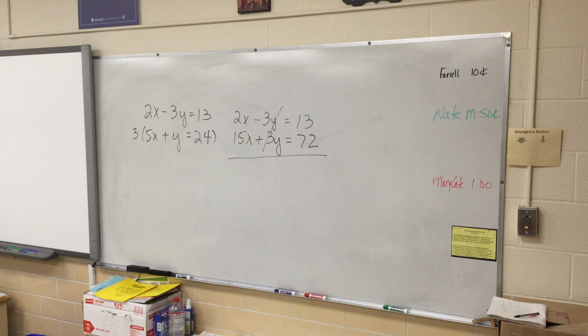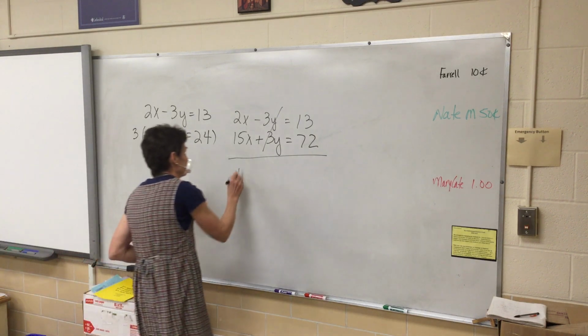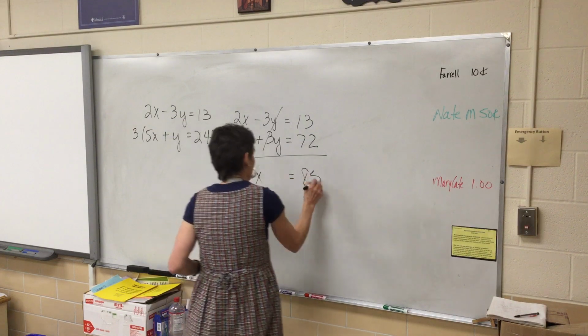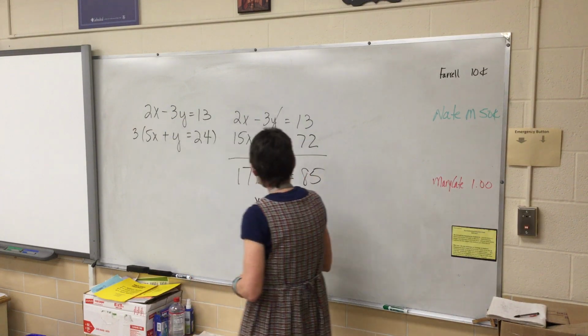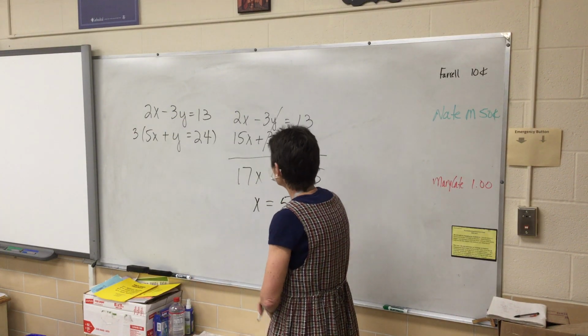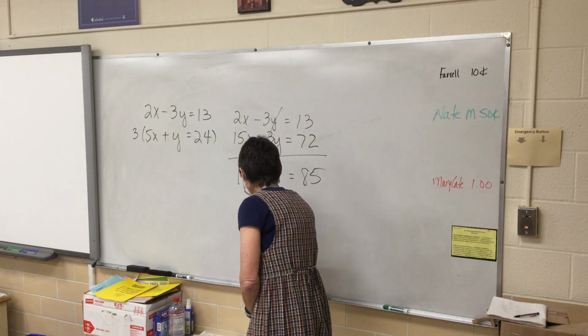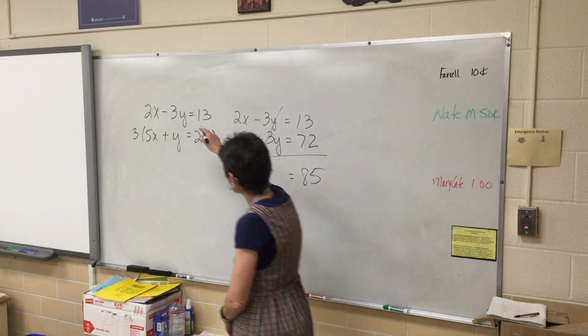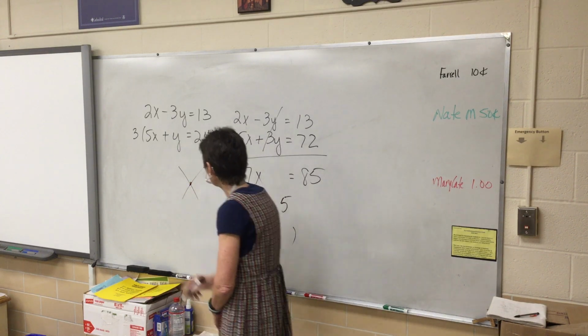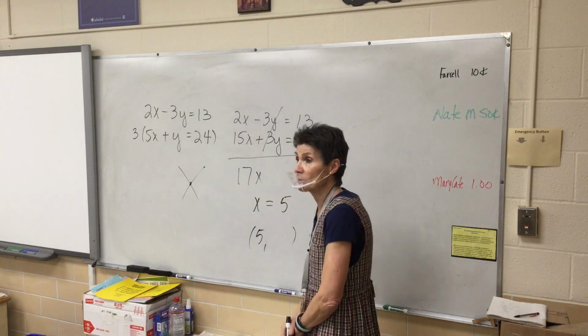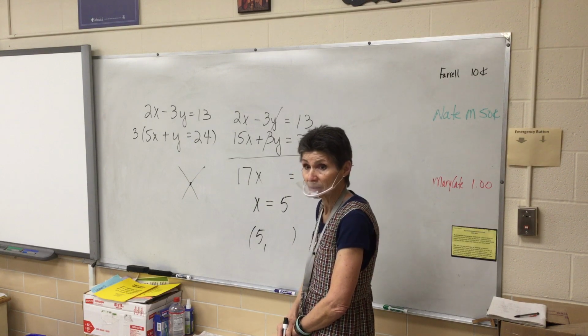Okay, so solve what you have left, which should tell you what your x is. So 17x equals 85. And dividing by 17, does that give me 5? Remember, our answer is an ordered pair. We're looking for where these two lines cross each other. So apparently they cross where the x is 5.